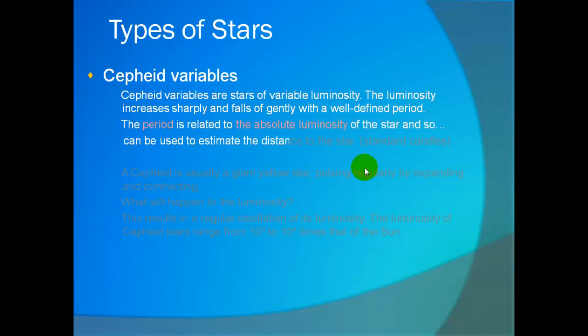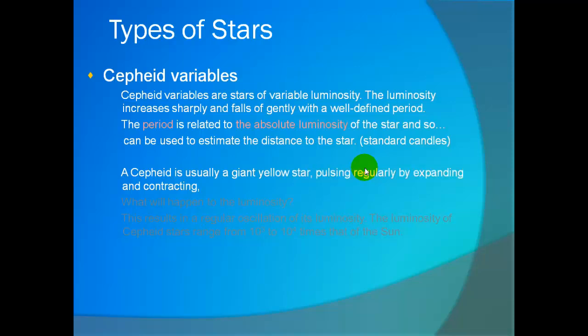They're called standard candles. If you know the period, you can work out the absolute luminosity, and therefore you can work out the distance. It's a very giant yellow star, and it expands and contracts. What will happen to the luminosity? Well, basically, as it gets larger, it becomes brighter, because the luminosity is to do with the area.